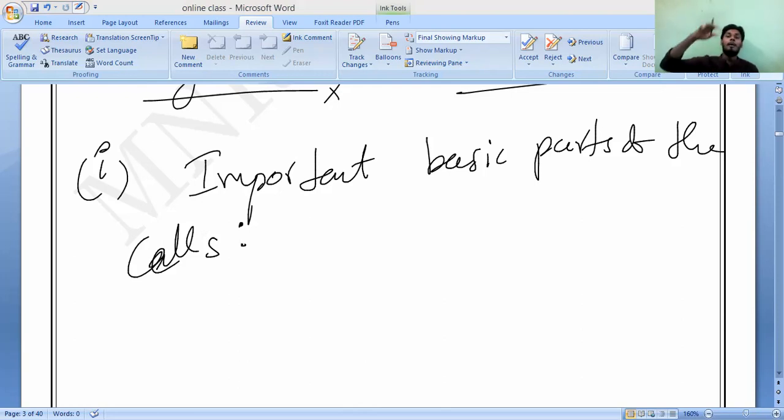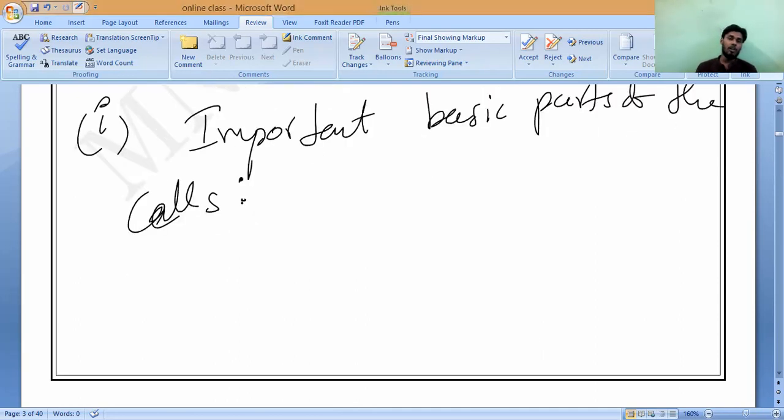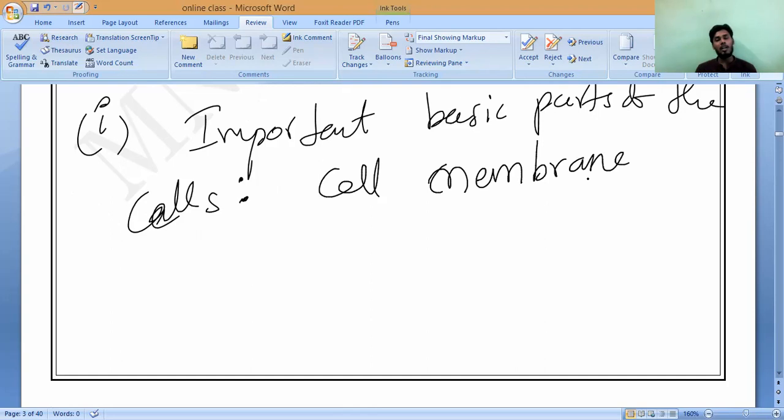Cell membrane. That is the first important basic part of all cells, the cell membrane. Understand, ready? What should we call it? Cell membrane. Can anybody, Johan or Reddy or Shruti, say what is another name of the cell membrane? Please.